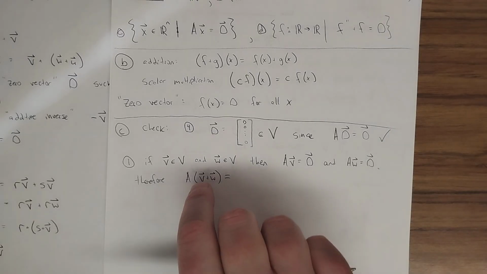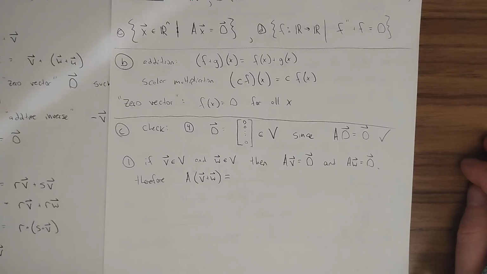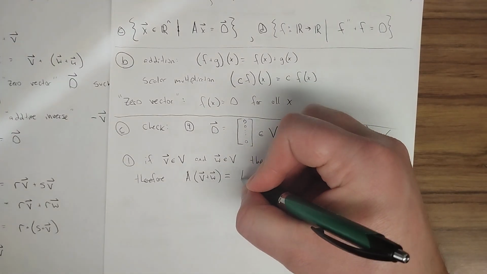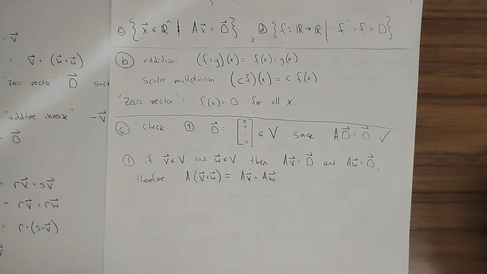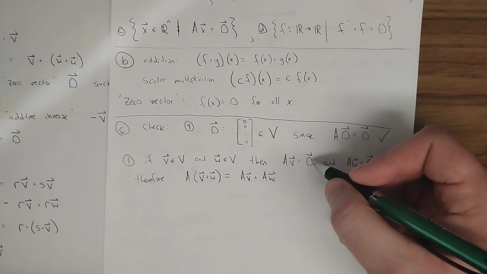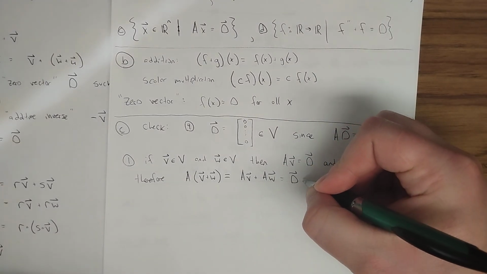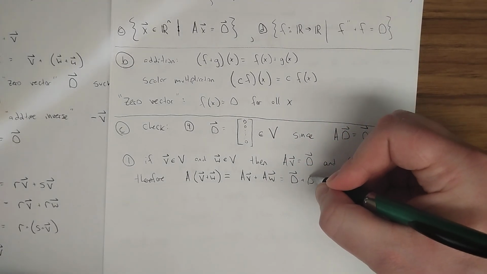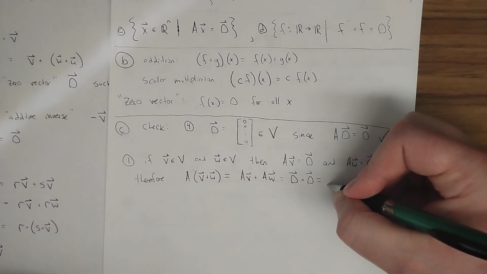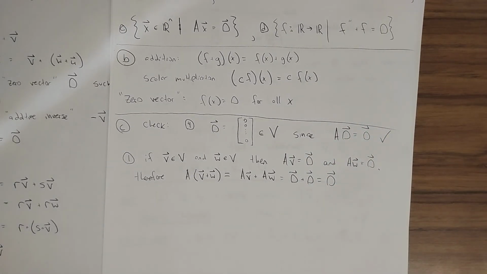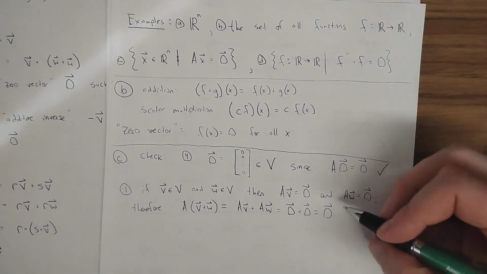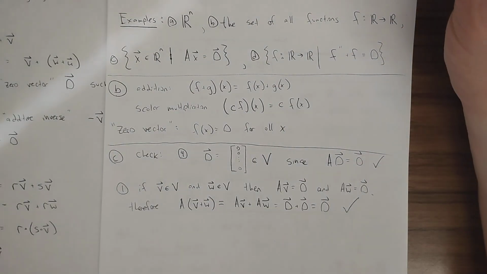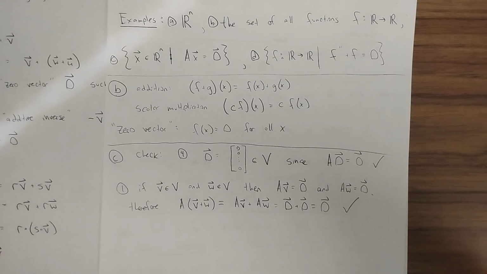But hey, look, matrix multiplication is distributive in this way. This is the same as Av plus Aw. And what do I know about Av? It's the zero vector. What do I know about Aw? It's the zero vector. Zero vector plus zero vector is the zero vector. And so sure enough, A times v plus w is the zero vector. So we check property 1. Okay, good.